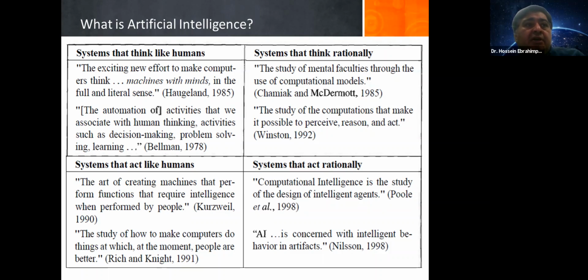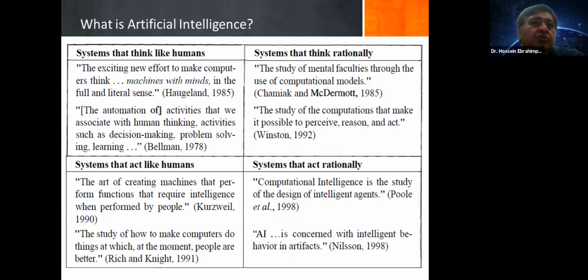Or for example, another group of scientists thinks that if we can build a system that can think like a human, this system can be an artificial intelligence or AI. For example, you can see here that Bellman says the automation of activities that we associate with human thinking, activities such as decision making, problem solving, and learning, this is the meaning of artificial intelligence.